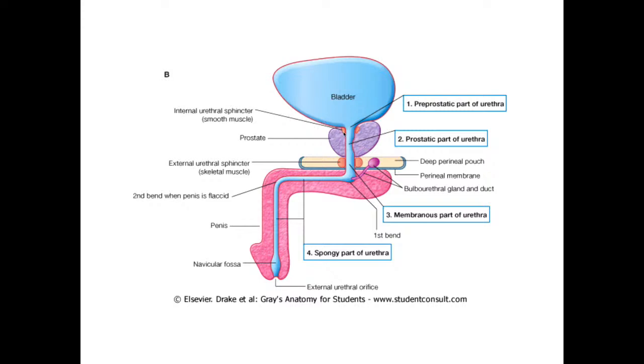Now, two more things that are really important. Where we have the pre-prostatic part of the urethra, there we have the internal urethral sphincter. It consists of smooth muscle. After that, we have the prostatic urethra, and then we have the external urethral sphincter that consists of skeletal muscle. Okay.